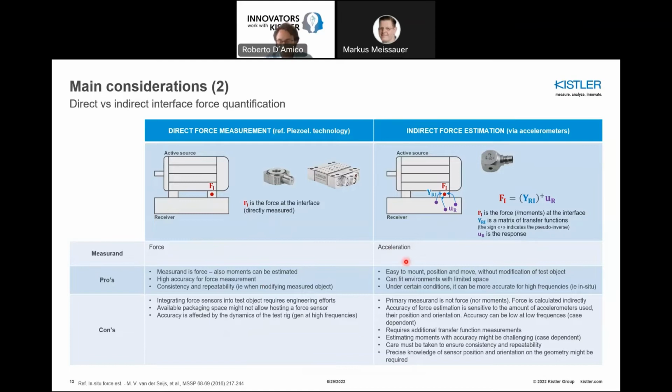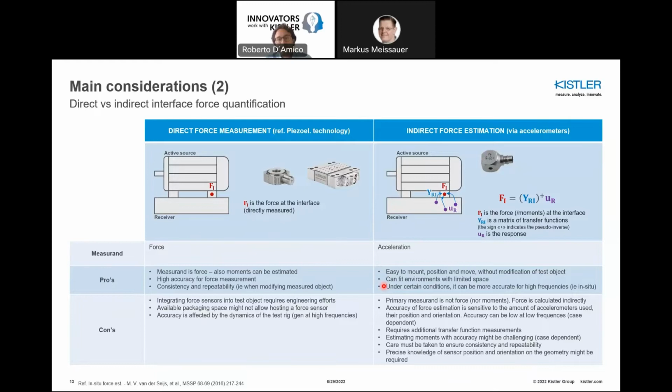On the other side, when it comes to acceleration sensors, in terms of pros, of course, they are easy to mount, position, and move around. So you don't have to modify the testing object. They are easy to use. They are small enough to fit nearly any environment, so you don't have problems of space limitations and so on.